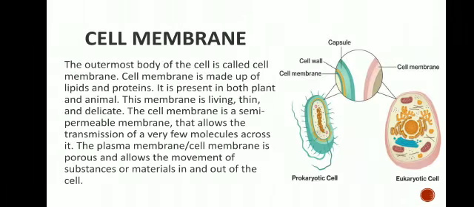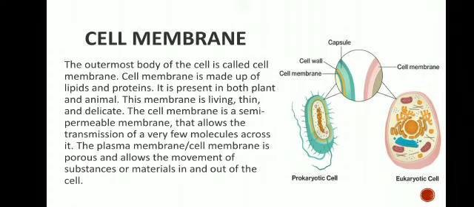So let's discuss the cell membrane first. The outermost body of a cell is called the cell membrane. The cell membrane is made up of lipids and proteins. It is present in both plants and animals. This membrane is living, thin, and delicate. The cell membrane is a semi-permeable membrane and it allows the transmission of very few molecules across it.